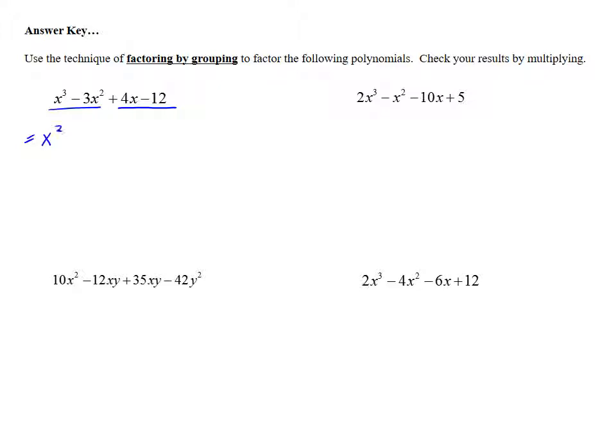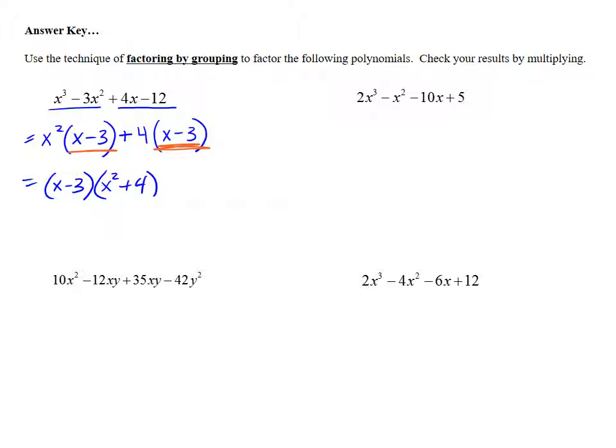X squared is common to both of those terms. So when I take it out, I'm going to get an x minus 3 left. In the second group, which starts with a plus, I'm going to factor a positive common factor. 4 and 12 both have a 4 in them, so I'll take a 4 out and be left with x minus 3. The x minus 3 in the parentheses is common to both of these new terms, so I take it out front. So I factor it as a common factor, and I'm going to be left with the x squared for the first part and plus 4 in the second part.